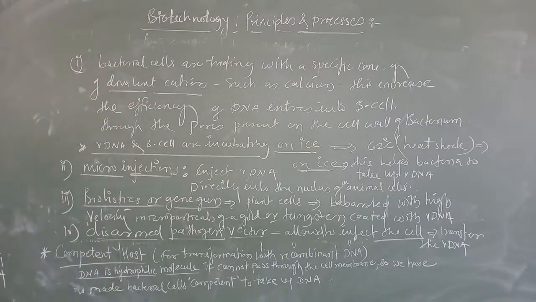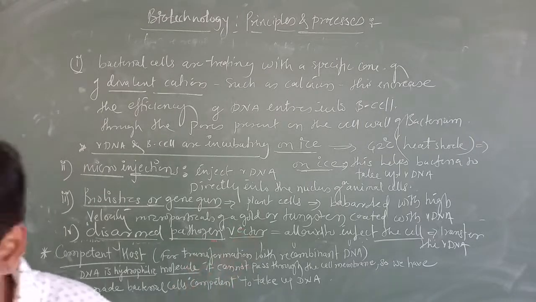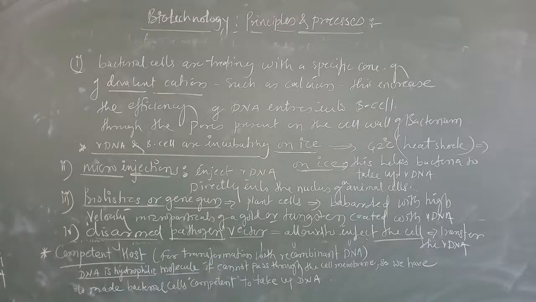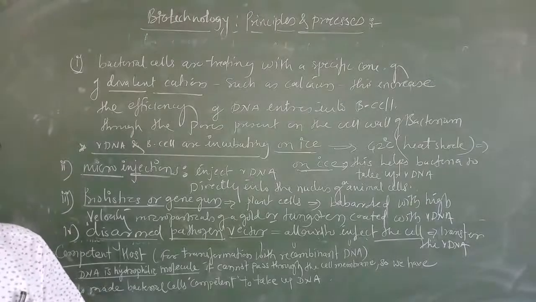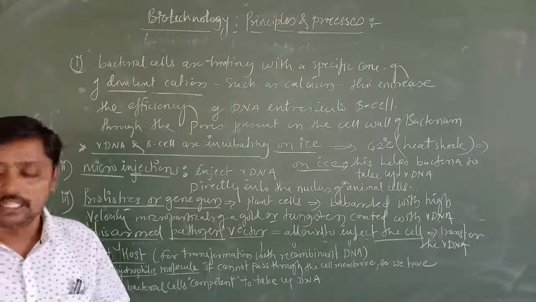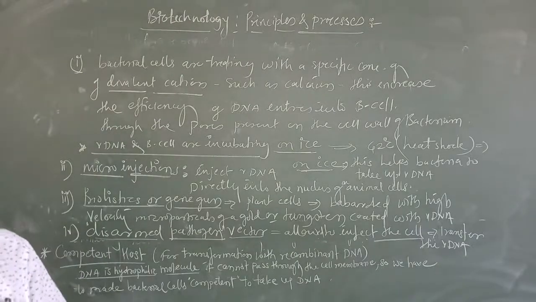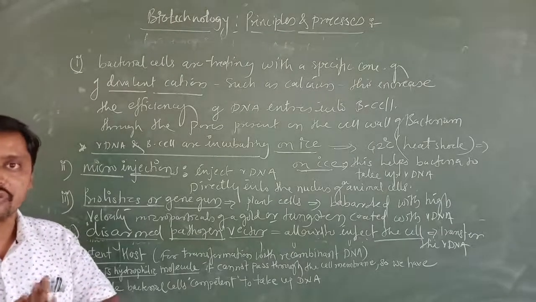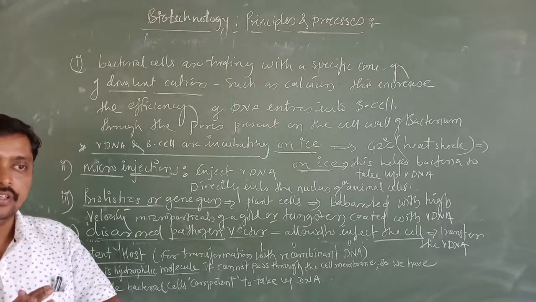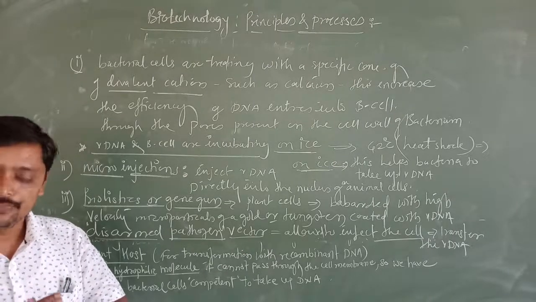Okay, I'll stop here. In today's class, we discussed the vectors for cloning genes in plants and animals, that is the Ti plasmid and retroviruses in animals. Then we discussed the competent host for transformation with recombinant DNA. I am going to continue in the next class with the processes of recombinant DNA technology. I am going to stop here. Thank you. I will continue next.